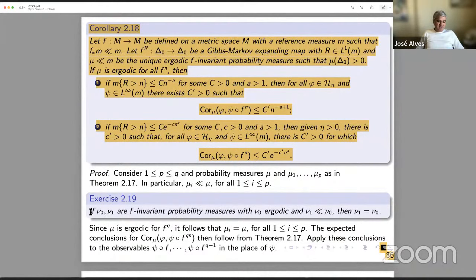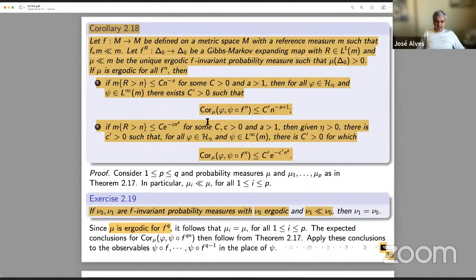Assume that we have invariant measures nu one and nu zero, such that nu one is absolutely continuous with respect to nu zero, and nu zero is ergodic. Well, then they are equal. So using this fact, we can see that mu is ergodic for F^q. That's the assumption we have from the theorem.